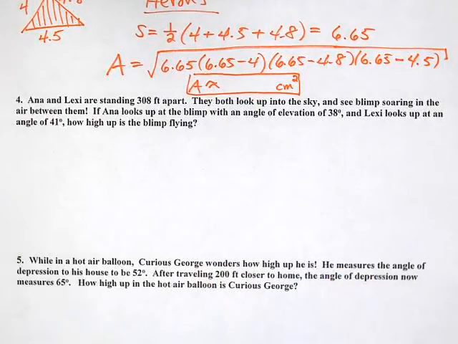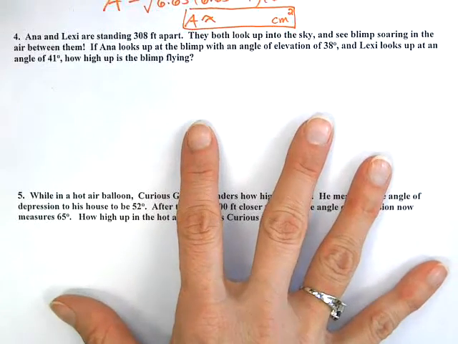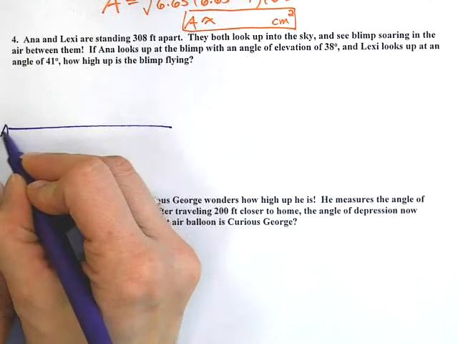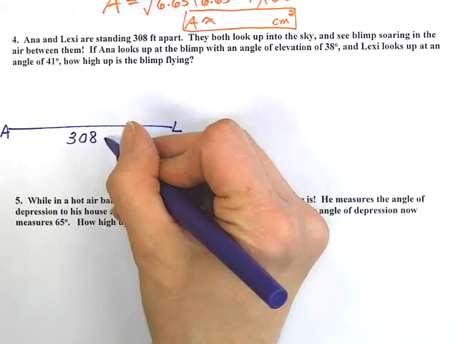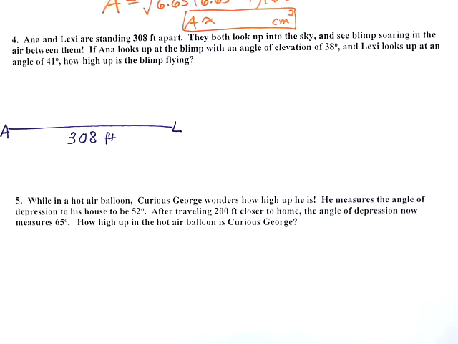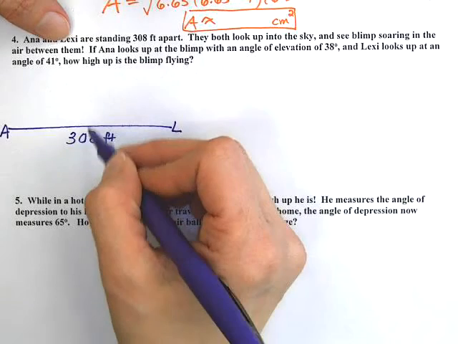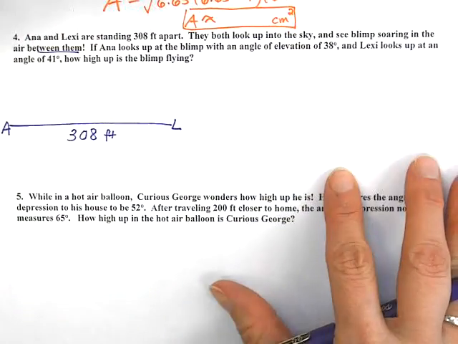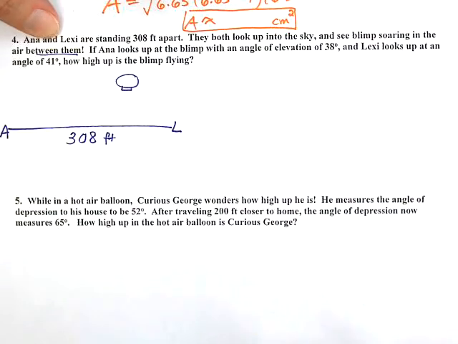We've got a couple of girls here, and they are standing 308 feet apart. Okay, so when you draw the girls, make sure that we've got one of them on this side, one on this side, and the distance between them is 308 feet. Okay, and they look up and they see a blimp between them. Is it exactly between them? I mean, between doesn't necessarily mean right in the middle. So maybe what I'll do is draw it off to the side a little bit. Blimp, blimpy. So it doesn't look like it's the middle.